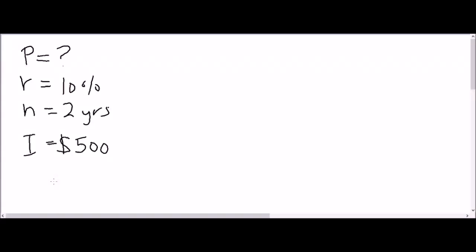So in this example, we need to find the principal amount. The rate is given as 10%, the time is given as 2 years, and the simple interest is already given as $500. So the rate 10% is the same as 0.10. We've got the time in 2 years already, and simple interest is $500. So we'll use the same formula. Simple interest is equal to principal times rate times time.